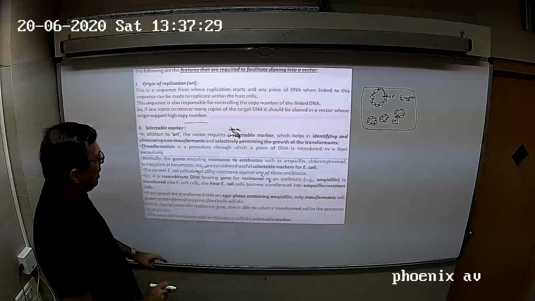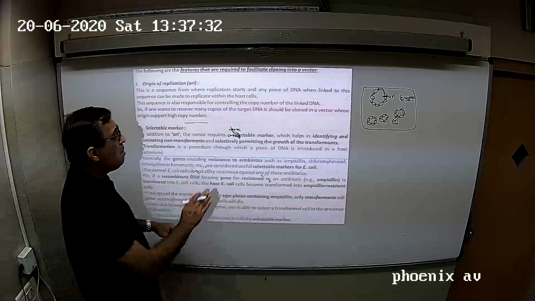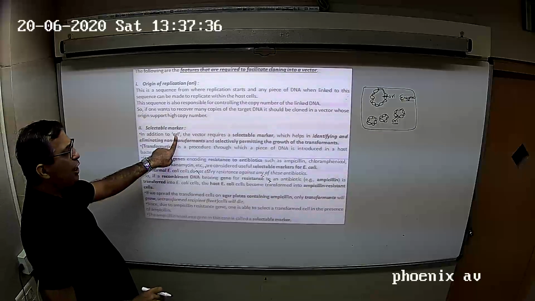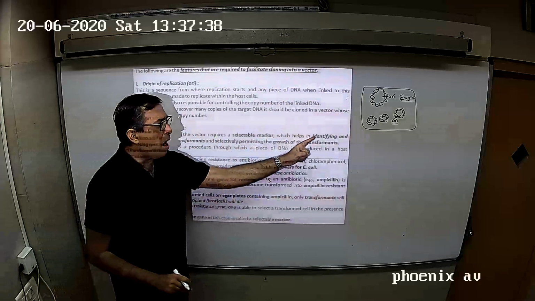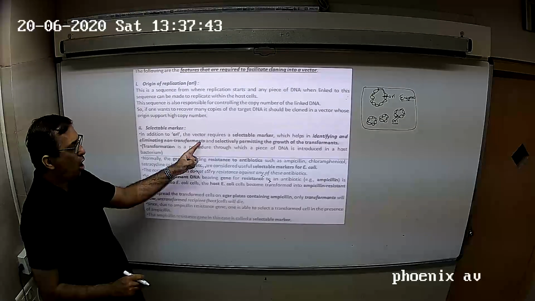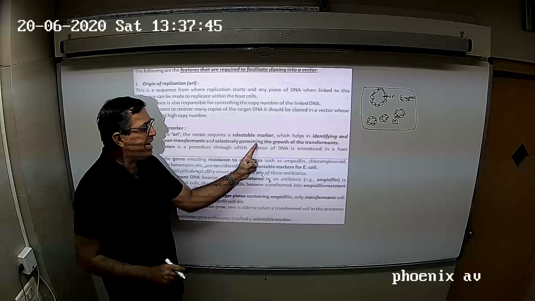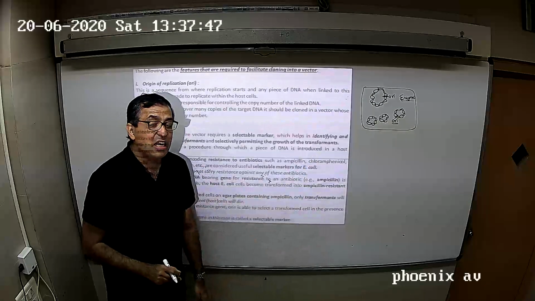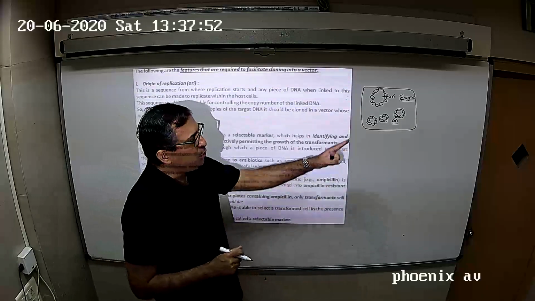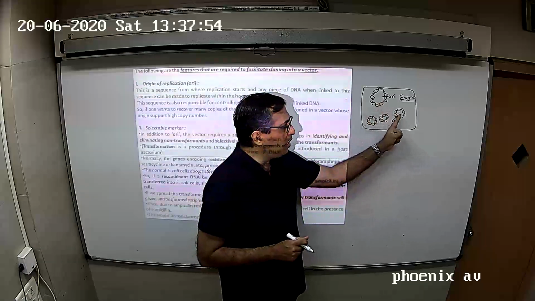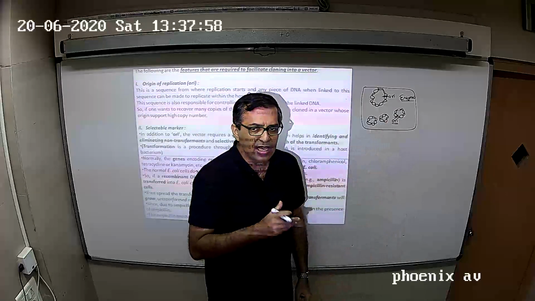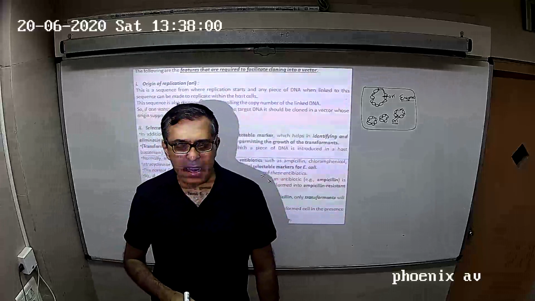And important, there should be selectable markers. Selectable markers, in addition to the ori, selectable markers should be there which identify and eliminate non-transformers and selectively permit the growth of transformers. So there should be a marker gene which will help you in identifying whether the plasmid has been accepted and is forming multiple copies or the plasmid has not been accepted.